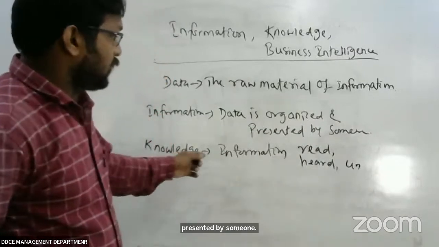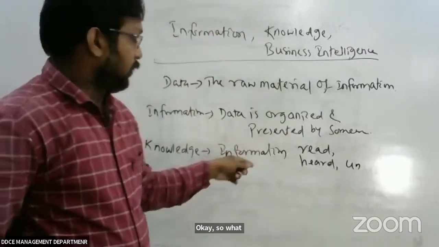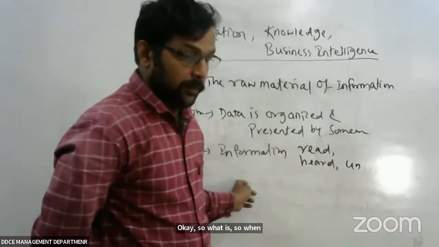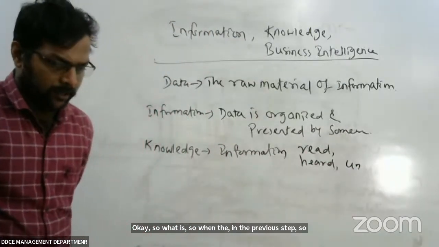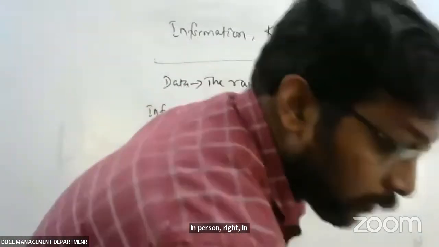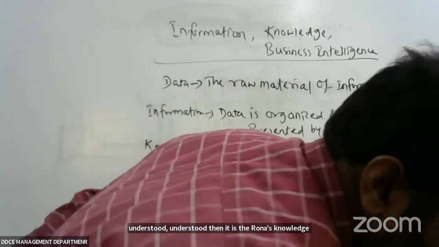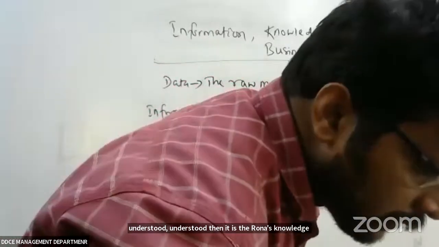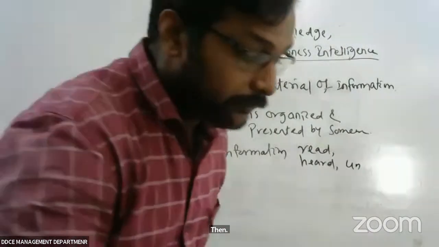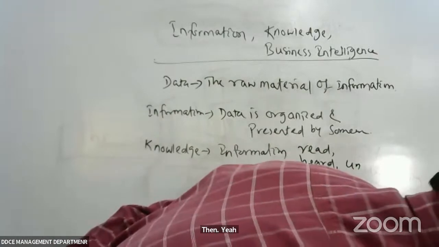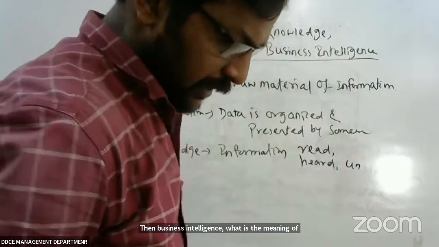Okay. So what is knowledge? When the information we got in the previous steps is read, had, and understood, then it is known as knowledge. Then business intelligence: what is the meaning of business intelligence?